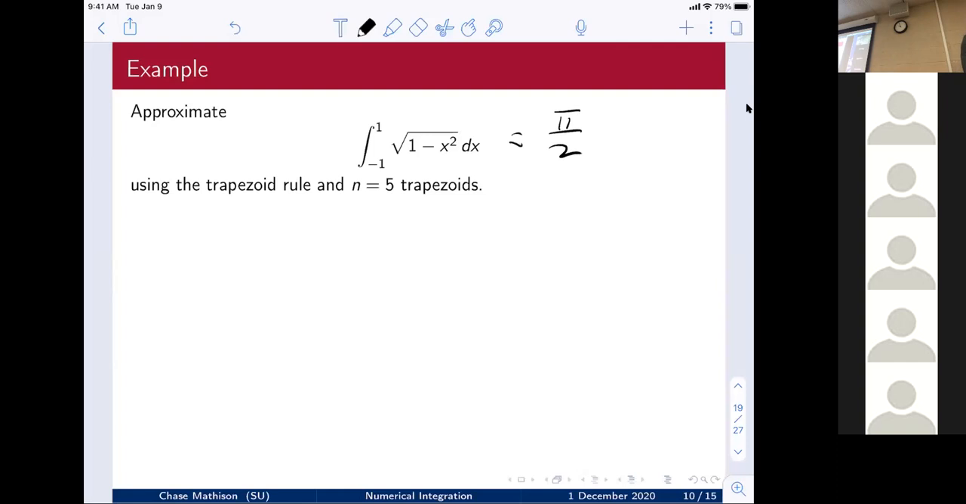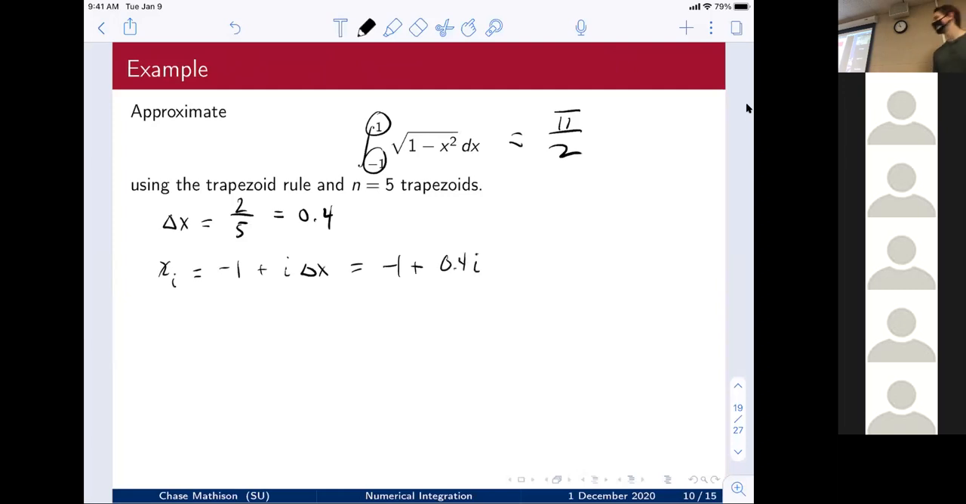So again, delta x, just like before, is 1 minus -1, 2, divided by the number of trapezoids. For us, that's 5. Okay, which again is 0.4. So there's delta x. xi is going to be -1 plus i times delta x, or in other words, -1 plus 0.4 times i.